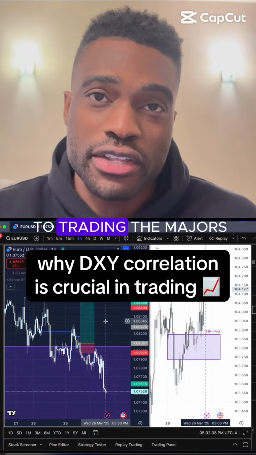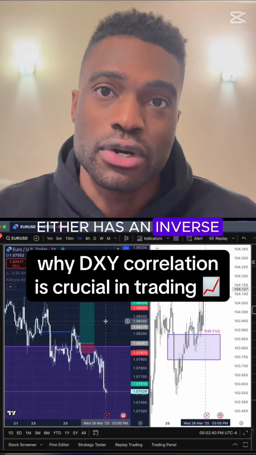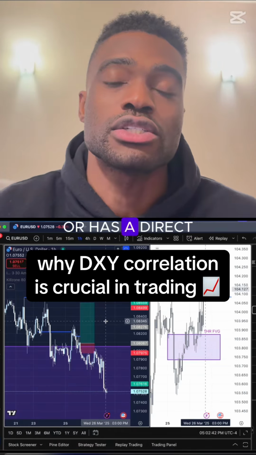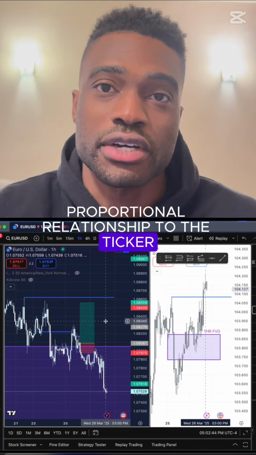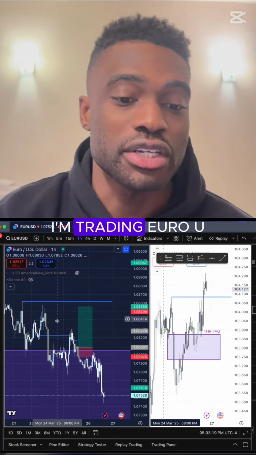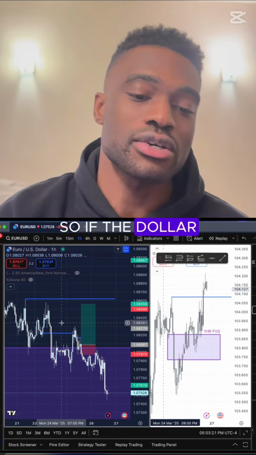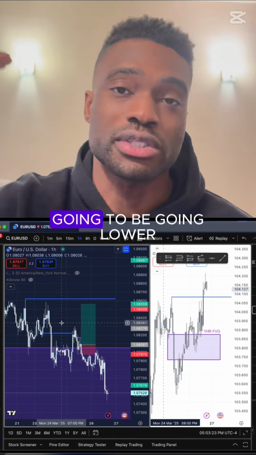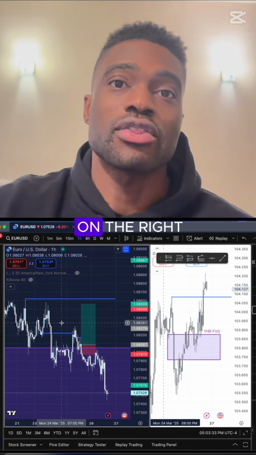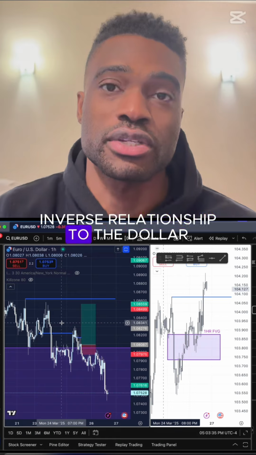So when it comes to trading the majors, the dollar either has an inverse relationship to the ticker or a directly proportional relationship to the ticker. For this example, I'm trading EURUSD. So if the dollar is going higher, then EU is going to be going lower. The USD is on the right, so it has an inverse relationship to the dollar.